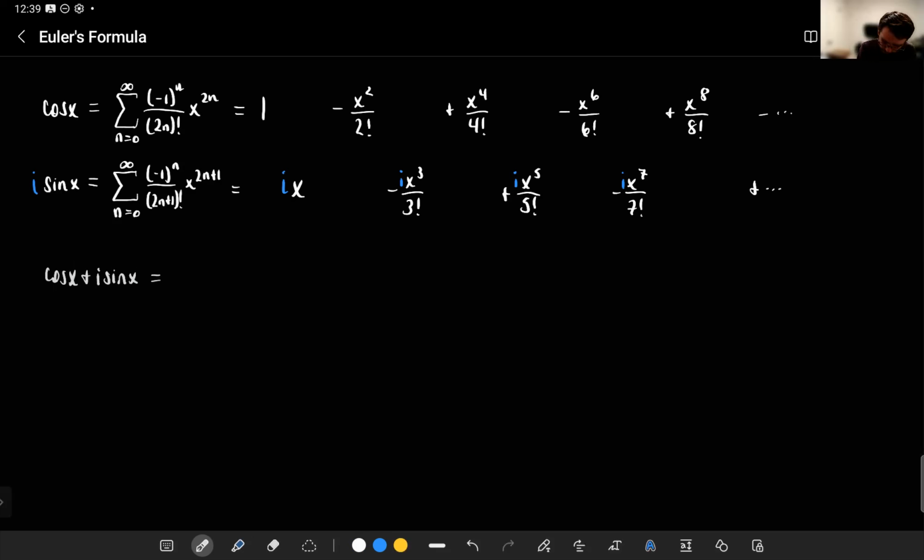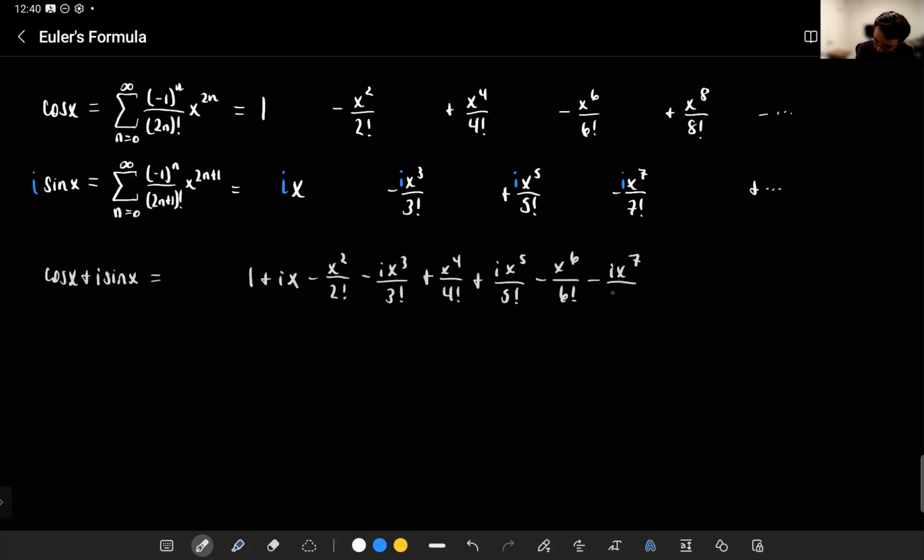What this looks like is 1 plus ix minus x squared over 2 factorial from the top, minus ix cubed over 3 factorial from the bottom, x to the 4th over 4 factorial, ix to the 5th over 5 factorial from the bottom. I'm writing it all out for a good reason. You'll see why in a second. Now some of these have i's on them, some of them don't, and you're thinking all I've done is make it look weirder than if I had just added the original two series.